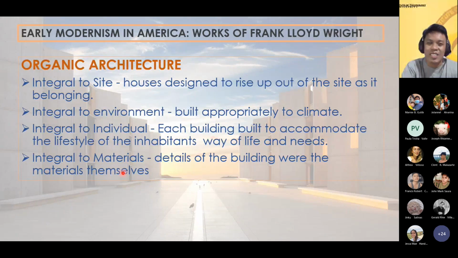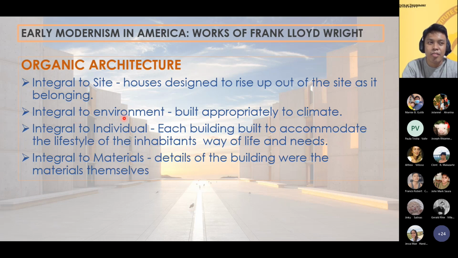You would be given a plate and then a nice slope. Imagine if it were just flattened instead. So in Frank Lloyd Wright's organic architecture, he designed the structure within the slope itself, and at the same time integral to the environment.